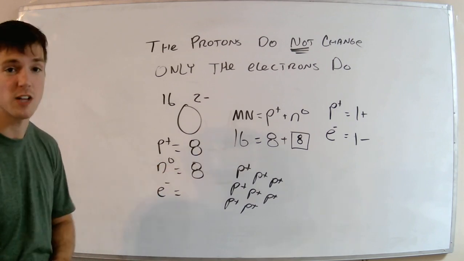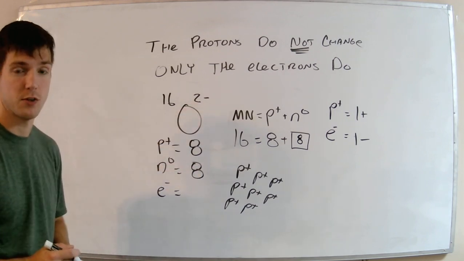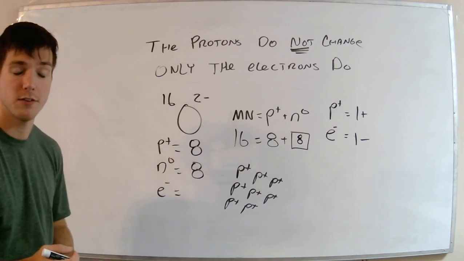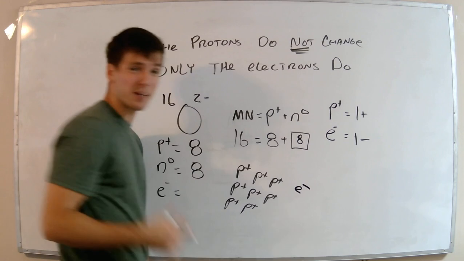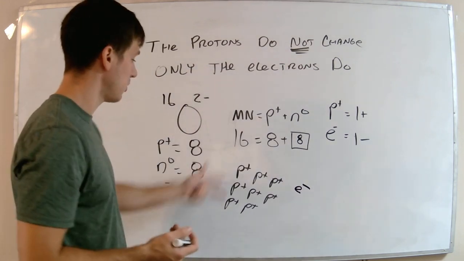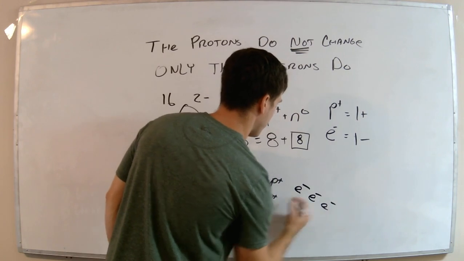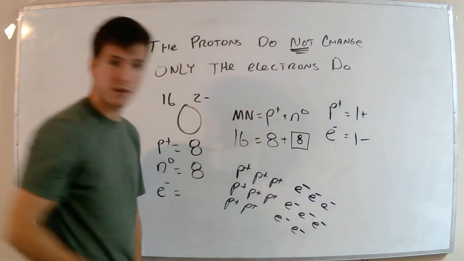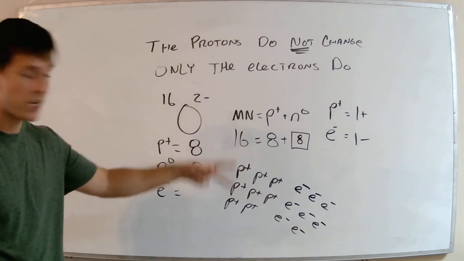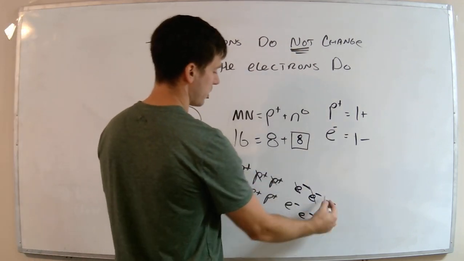How many electrons are we going to have in order to get a 2 negative charge? Well, let's just start adding electrons until we get to that 2 negative charge. So I could probably guess right off the bat, to make it neutral, I would need 8 electrons. Okay, so now I have 8 protons, 8 electrons, and they're going to cancel each other out because they have opposite charges.